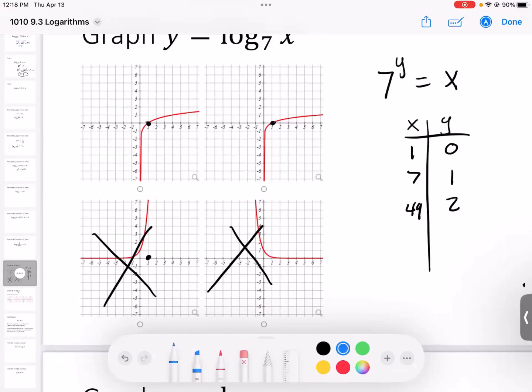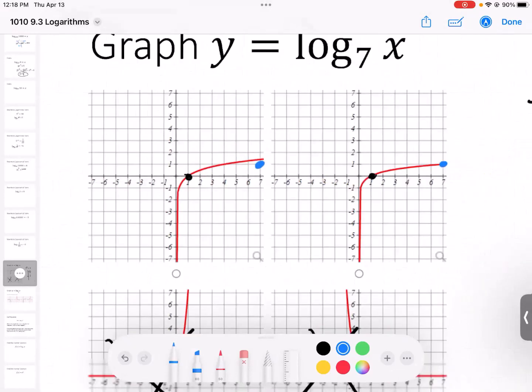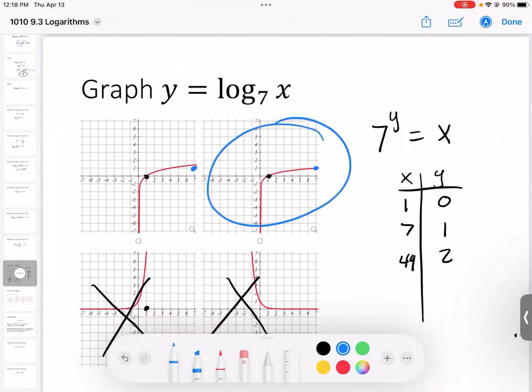Then for my next point, when X is 7, Y needs to equal 1. So that's going to be this point and this point. And we can see in this first graph that that point is not on the graph. And so that means that this would be our correct graph of the equation. And if X is 49, which is going to be way far to the right, then Y would be 2, which makes sense because if you look at how the logarithm graph is growing, it's not growing very quickly.